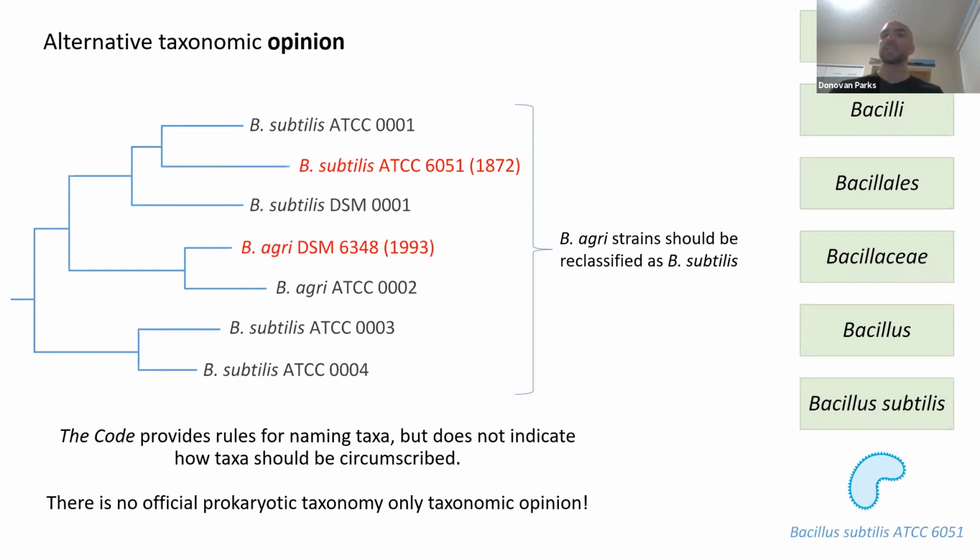So again, we go back to type material. That's what's highlighted in red here. The type strain for Bacillus subtilis was published in 1872. The type strain for Bacillus agri was published in 1993. So Bacillus subtilis has priority. So we're going to call this species Bacillus subtilis, and Bacillus agri, because the type material is in there, becomes basically a synonym of Bacillus subtilis.